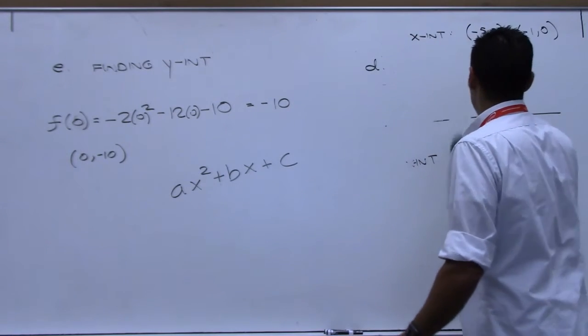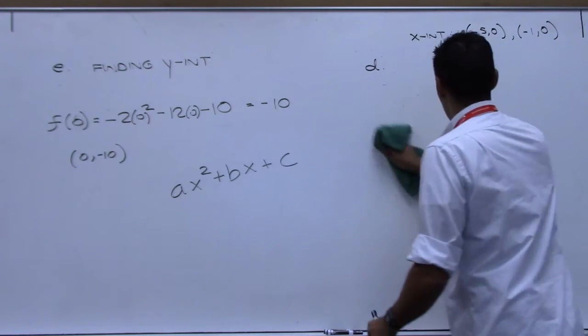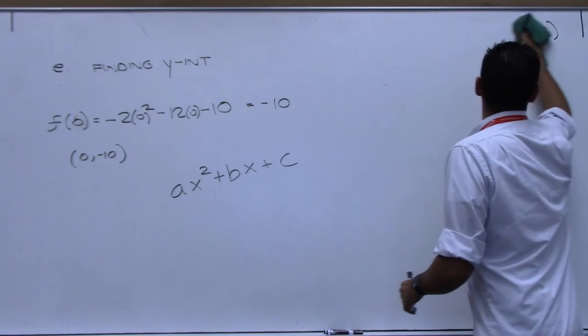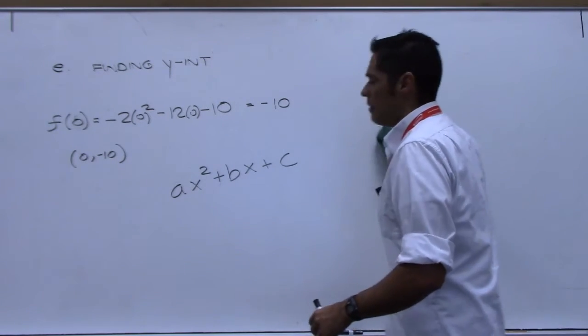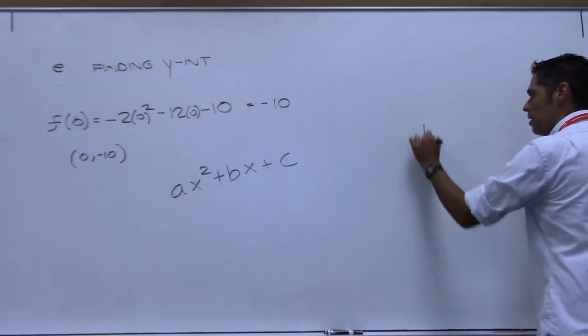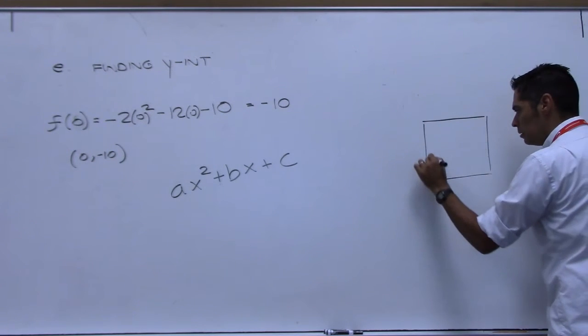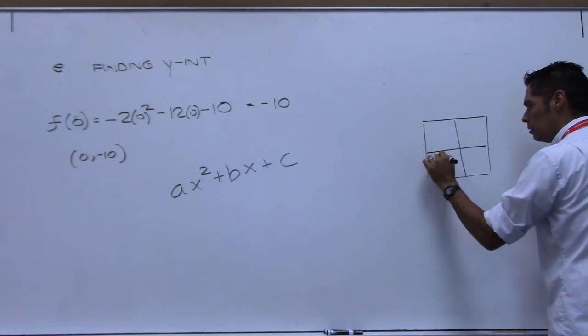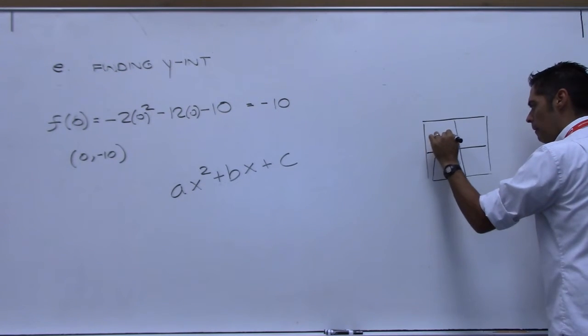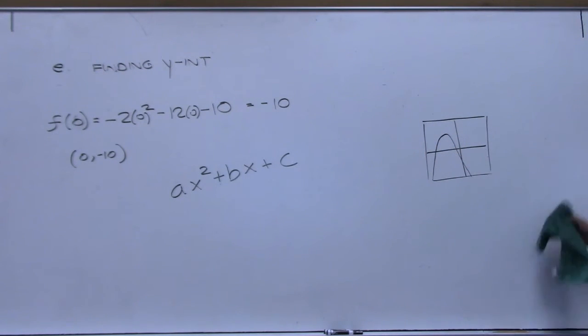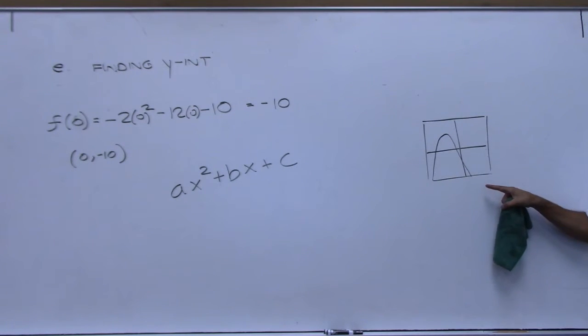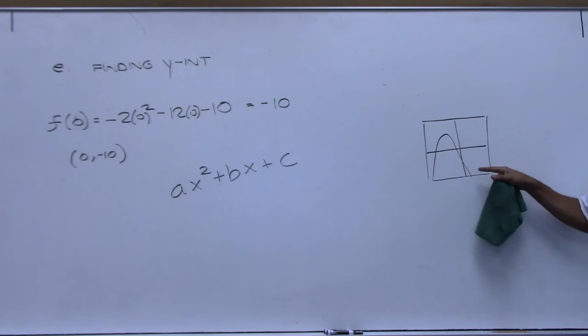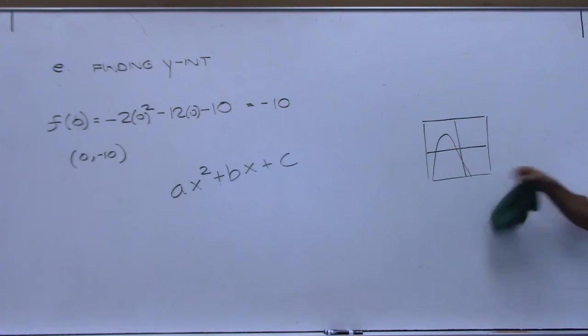And now it's time to graph. So here's what I expect on your graphs. I don't want you to do this on your graph, because that's what your calculator screen looks like. Okay? This is unacceptable on the test. I'm not testing to see if you can type this into your graphing calculator. I want a detailed graph of the parabola.